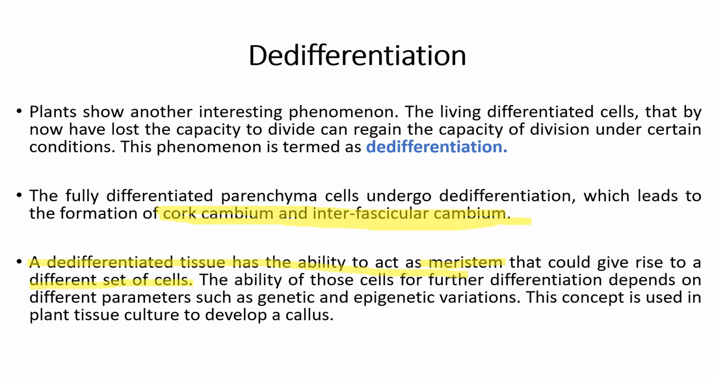This concept is used in plant tissue culture to form a callus. Callus is basically a group of cells which is formed in the plant tissue culture labs. So this concept is used in practical life: in plant tissue culture to develop the callus, and after this they form a plant from it. So this was all about the dedifferentiation process.